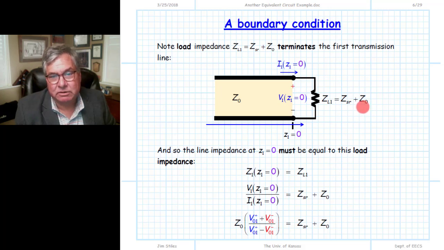Now note that Z0, since it's a lossless transmission line, is going to be real. The series impedance is assumed to be complex, with both a real and an imaginary part.